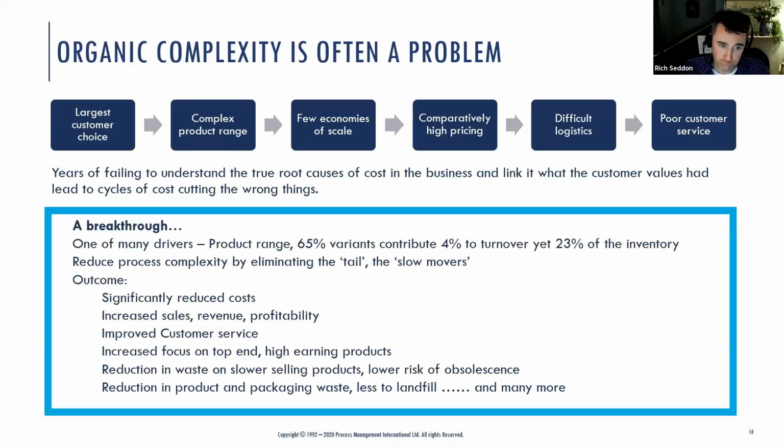So, breakthrough. Cutting the product range and reducing it significantly, where 65% of the product range contributed only 4% of the turnover, yet 23% of the inventory. By eliminating the tail and the slow movers, they achieved this outcome. Significantly reduced costs, increased sales and revenue and profitability, improved customer service, increased focus on top-end and high-earning products, reduction of waste on slower selling products, lowering the risk of obsolescence, and reduction in product packaging and waste, sending less to landfill. Win, win, win, win, win, win.